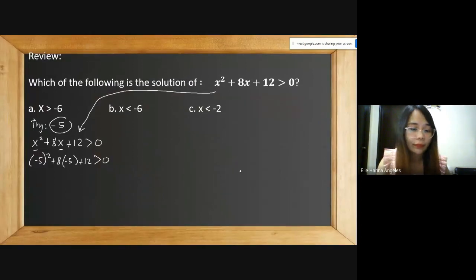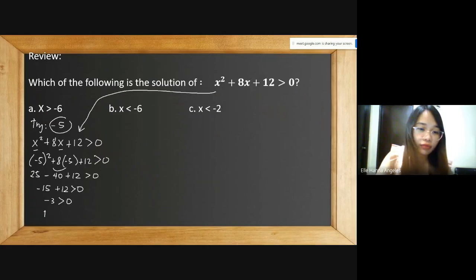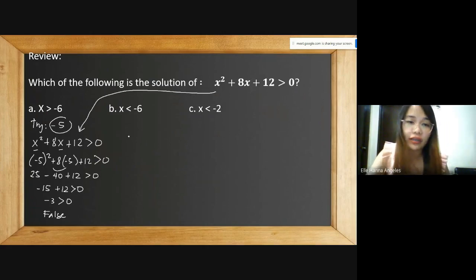So, i-substitute natin, negative 5 times negative 5, positive 25. 8 times negative 5, negative 40, plus 12 is greater than 0. So, 25 minus 40 is negative 15, plus 12 is negative 3, greater than 0. Is this true or false? It is false. Therefore, this letter A is not the answer. Let's try letter B, less than negative 6.